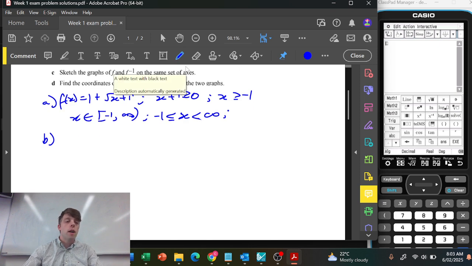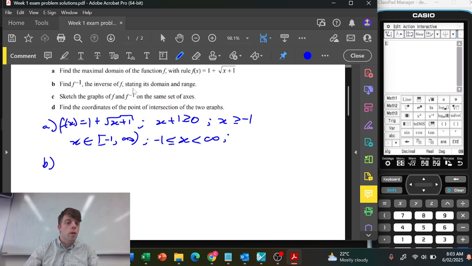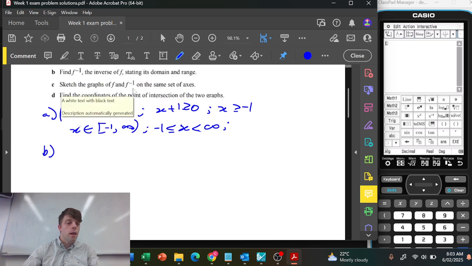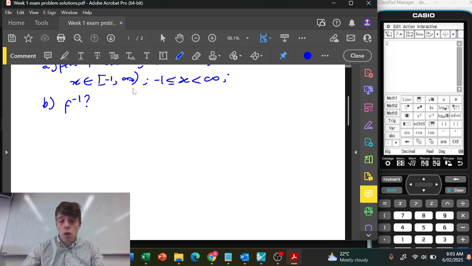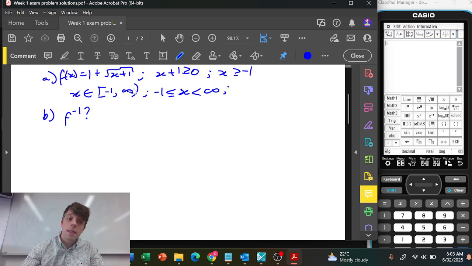Part 2, we need to find the inverse of this function. So we're asked to find f to the power of -1, f to the power of -1 being the inverse function, which is to say we're going to swap the x and the y values. So that is exactly how we answer this question. We start by swapping the x and y values around.